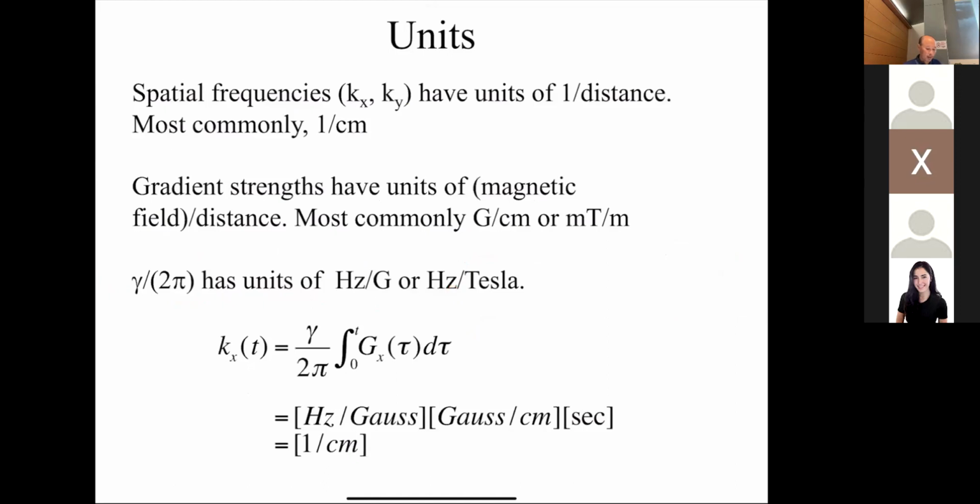All right, so let's talk a little bit about those spatial frequencies. Typically, we'll have units of 1 over centimeters, so the spatial frequencies are units of 1 over distance. Gradient strengths are in magnetic field per distance, so Gauss per centimeter or millitesla per meter. And gamma over 2 pi has units of Hertz per Gauss or Hertz per Tesla. So if you look at this equation for k_x, I have Hertz per Gauss, Gauss per centimeter, and then seconds here. That gives me 1 over centimeters. So that's our sanity check on units.